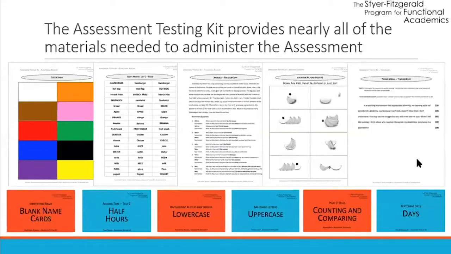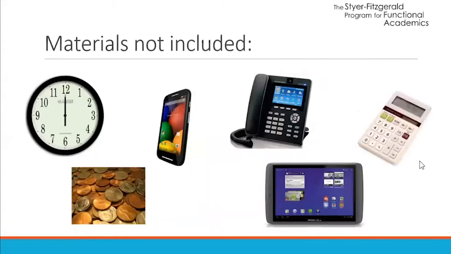We talked about this a little bit already. Your assessment kit provides nearly all of the materials needed to administer the assessment. It gives you blank name cards, half hours, hours, lowercase, uppercase. It gives you all that stuff, and you can put it together in your little kit. The materials they don't include are an analog or digital clock, a calculator, real coins, pennies, nickels, dimes, quarters, and bills, push button phones or cell phones, and also devices.